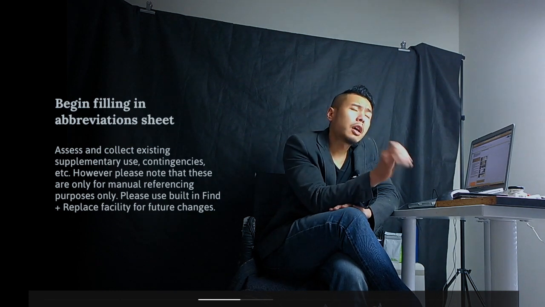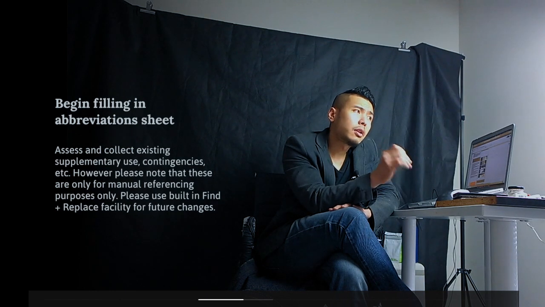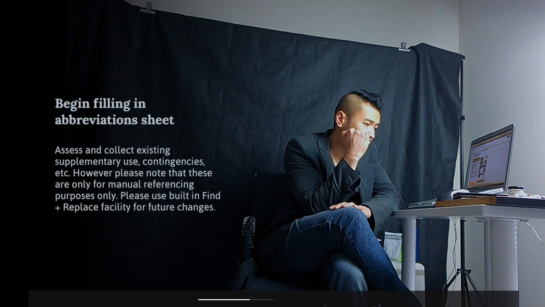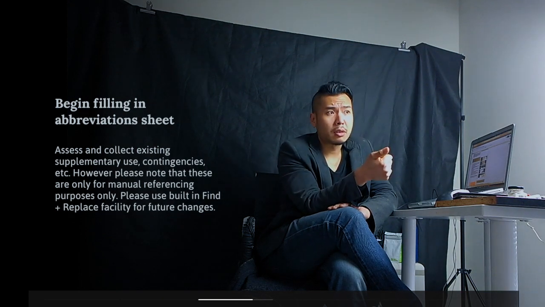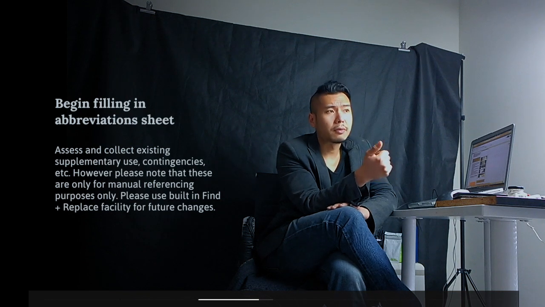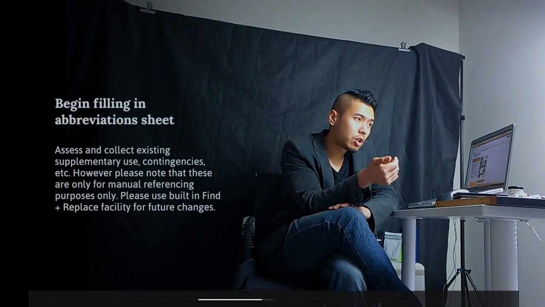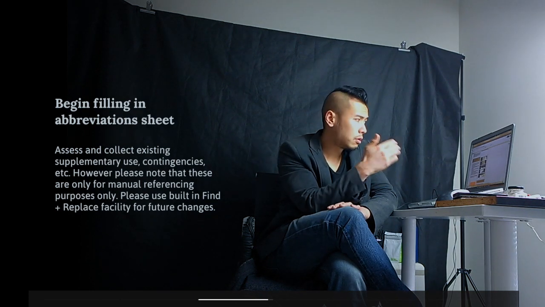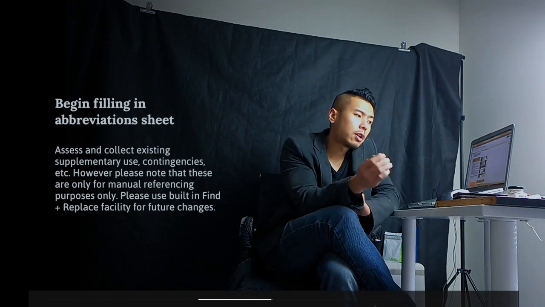In other words, that abbreviation sheet is only there to keep a manual tracking of what supplements and/or contingencies the reader has been using thus far. Should they wish to make changes and updates, they may freely do so by using the Google Sheets built-in find and replace utility function.